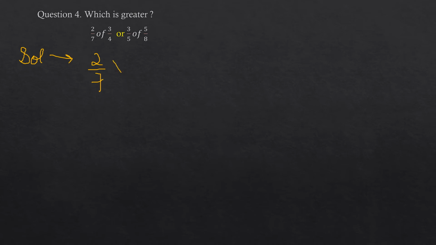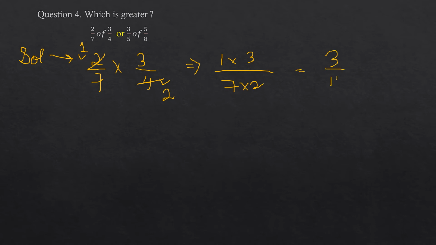2 by 7 of 3 by 4, where of means multiplication. This 2 and this 4 have a common factor 2, so 2 divided by 2 gives us 1, and 4 divided by 2 gives us 2. Now there is no common factor between any numerator and denominator, hence we will simply take the product of numerators and the product of denominators. So 3 into 1 gives us 3, 7 into 2 gives us 14. So this is the simplest form for the first one.